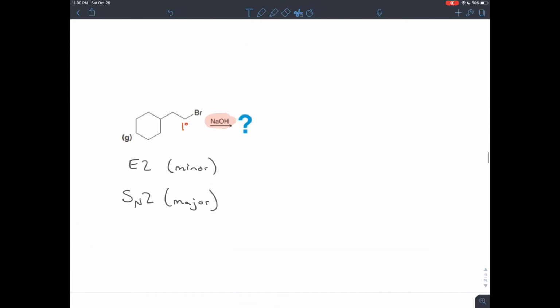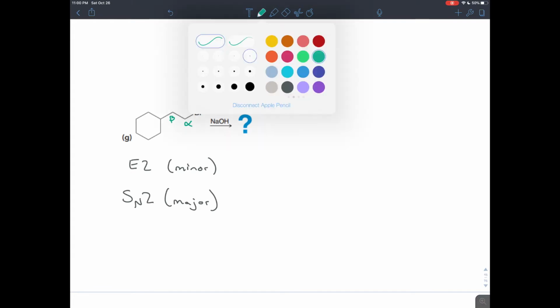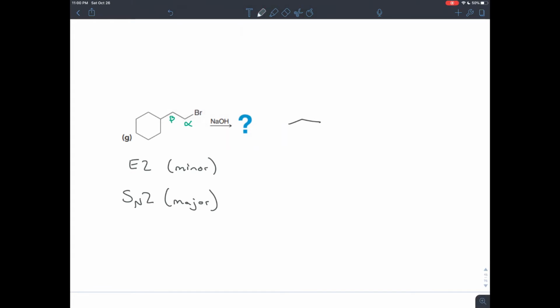Okay, now that we've identified the mechanisms, we can draw the products. So for an E2 reaction, the leaving group is on the alpha carbon. We only have one beta carbon here, so we only have one place that we can form the double bond to. So we redraw the molecule, being very careful to have the right number of carbons, and then we form that pi bond from the alpha to the beta carbons. So that's our E2 product, which is a minor product. We don't have to worry about cis or trans there because one of the carbons in the double bond is bonded to the same thing twice, 2 hydrogens in that case.